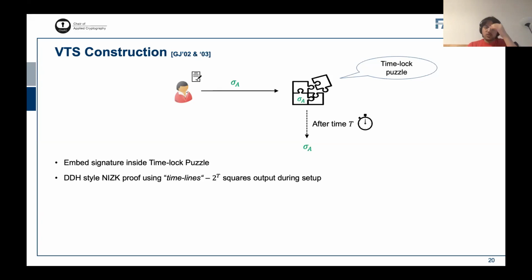And what they have to do is embed their signature by using one of the elements in this timeline as the blinding factor, right? And then they do a DDH style proof to show that it is indeed embedded correctly in one of the squared values. Okay, I won't go into the details of this construction. You're welcome to look at it.